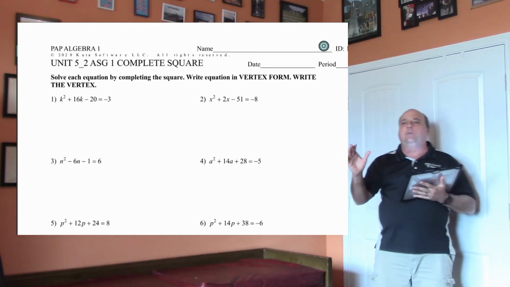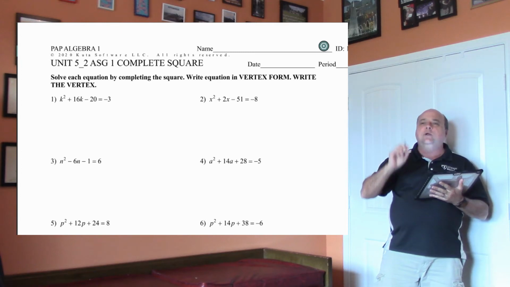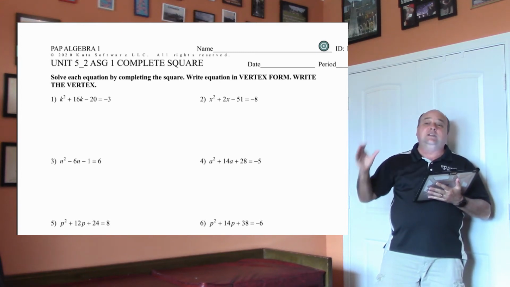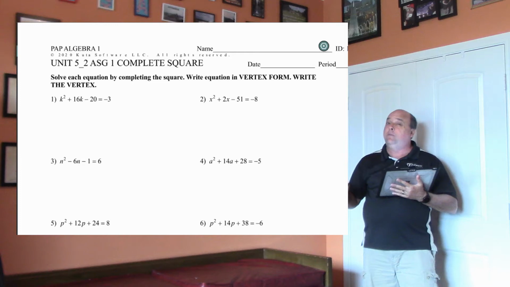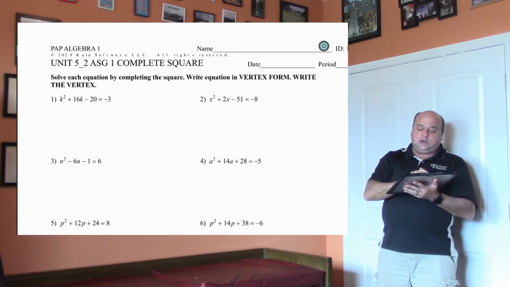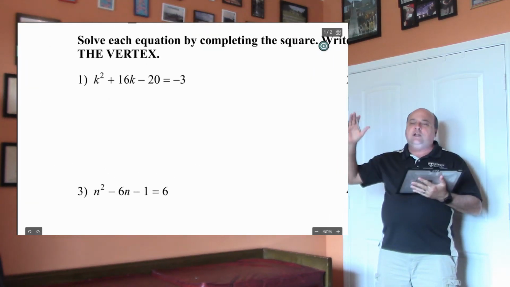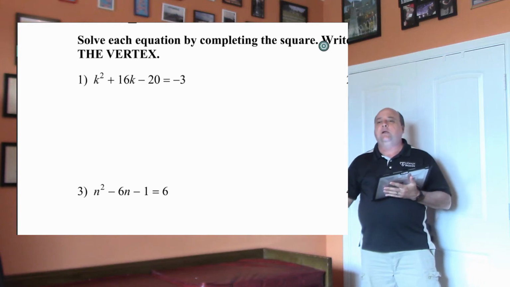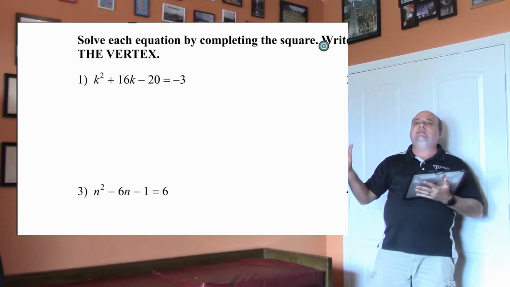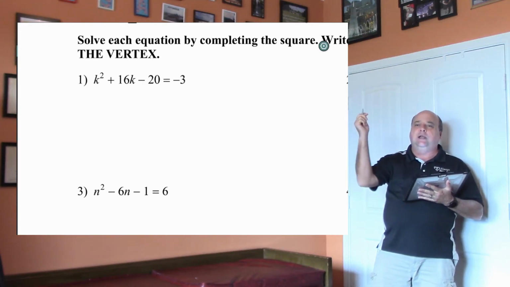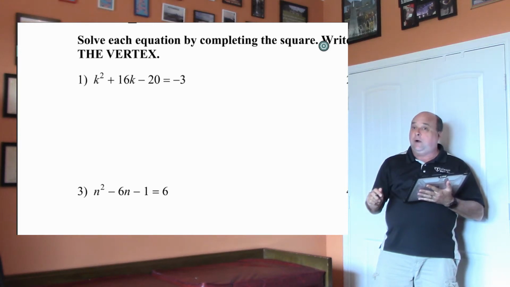Pretty simple in Algebra 1 because there will be no number in front of the x squared when we do this. In Algebra 2, it's going to be a little bit more steppy. Okay, so let's start on number 1. What we want to do is solve this equation by completing the square. When we solve it, we're getting the zeros. We're getting the x-intercepts of the parabola.